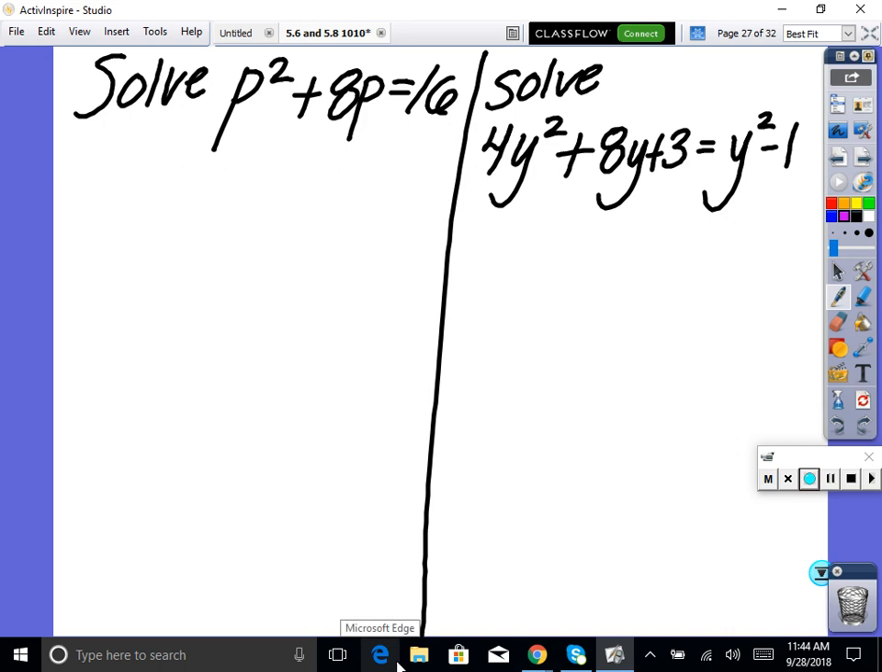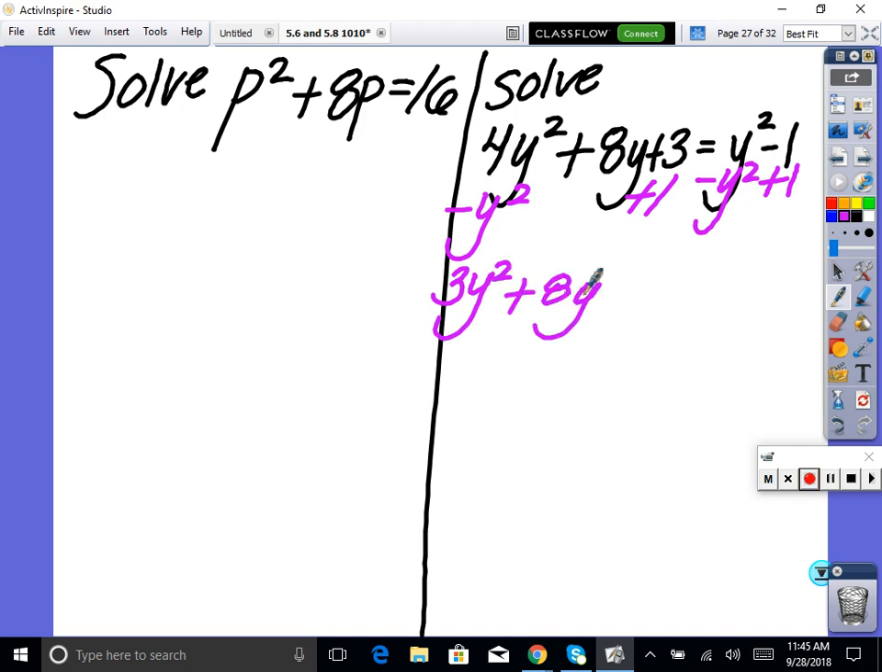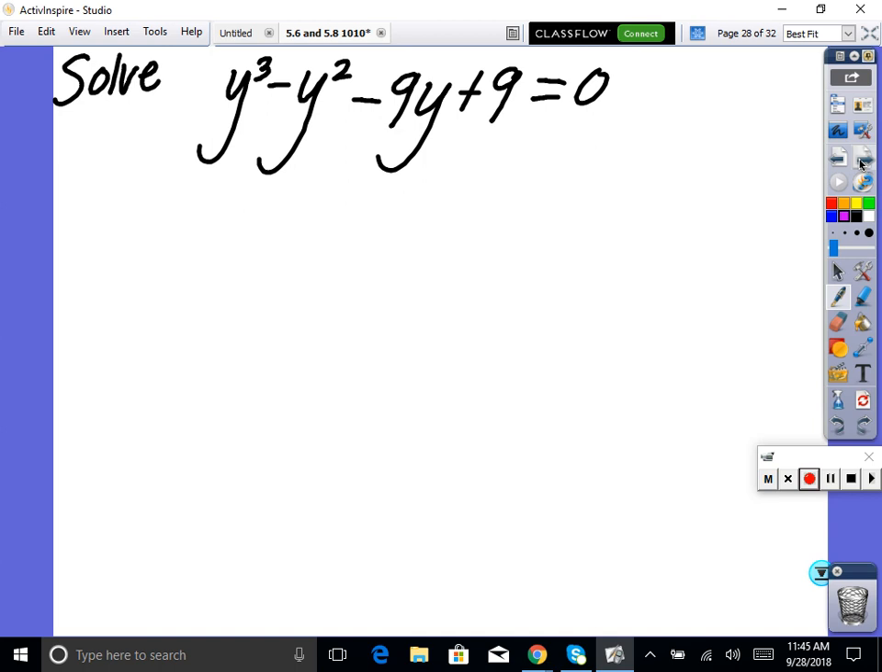Okay. So to solve, we'd subtract 16, then we factor it, and then set our factors equal to 0. Right here, we need to get it equal to 0 and in standard form. So we'd subtract y squared, add 1. Subtract y squared, add 1. So now we have 3y squared plus 8y, and then plus 4 equals 0, and then we would long factor it. I'm not going to keep going. Okay, so we get it in standard form, we get it equal to 0. Done, done.